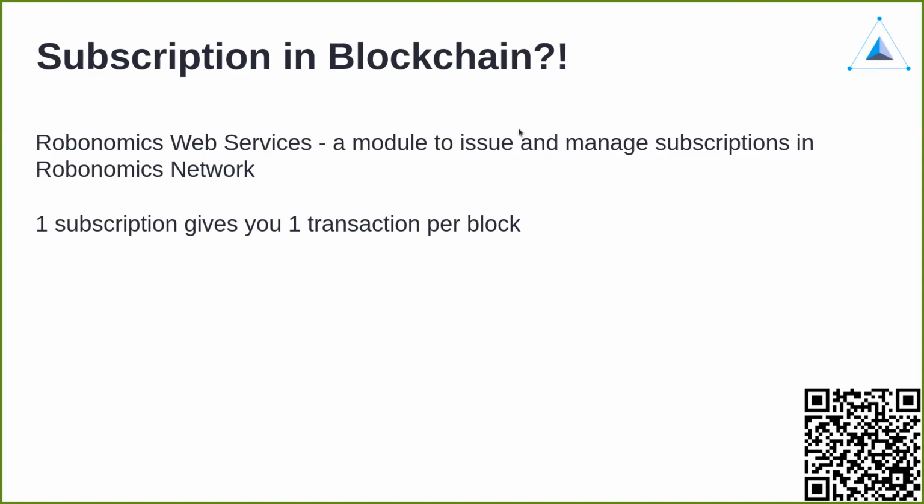Now we have a few subscriptions available, and all you need is to just obtain a token, activate it, and from this moment, for months, you have one transaction per block for your smart home. It's more than enough to send telemetry. It's enough to send large transactions, and you don't need to think about token rate and fees in blockchain because you have a subscription.